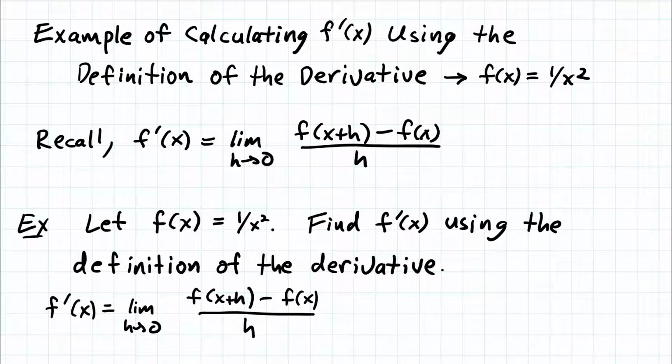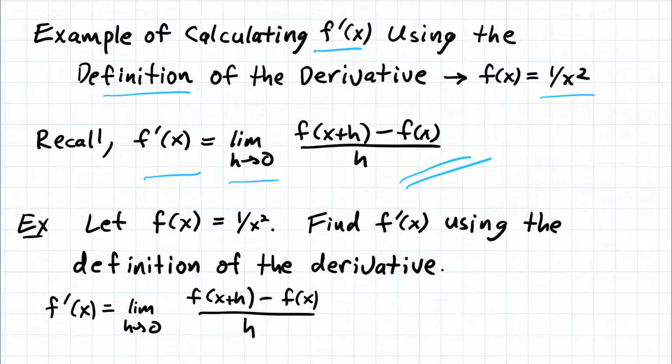All right, howdy everyone. We're going to do an example of calculating f prime using the definition of the derivative. And the function we'll be looking at is 1 over x squared. And remember, the definition is f prime at x is the limit as h goes to 0 of f of x plus h minus f of x all over h.